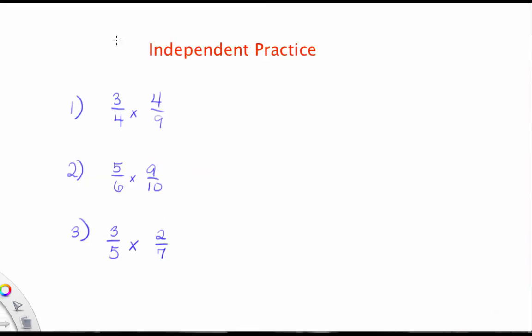Now I want you to try these 3 independent practice problems on your own. You can use any strategy that you want, but remember, you don't need to draw the pictures on these 3. The first problem is 3/4 times 4/9. Number 2 is 5/6 times 9/10. And number 3 is 3/5 times 2/7.